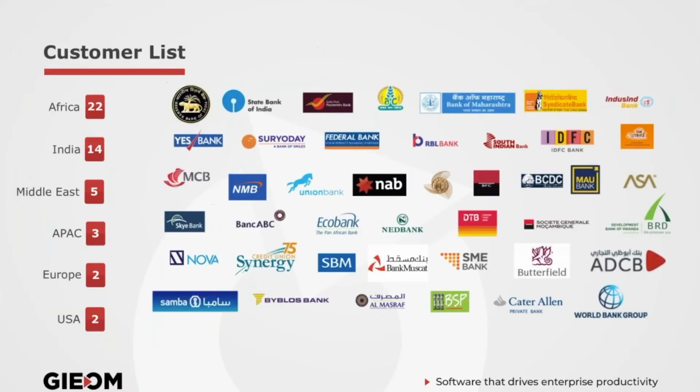If you look at the type of customers, we have 48 customers, just short of the 50 mark, spread across different parts of the world. India is a big market for us with 14 customers, Africa with around 22. We opened our US market this year and started slowly entering Europe.